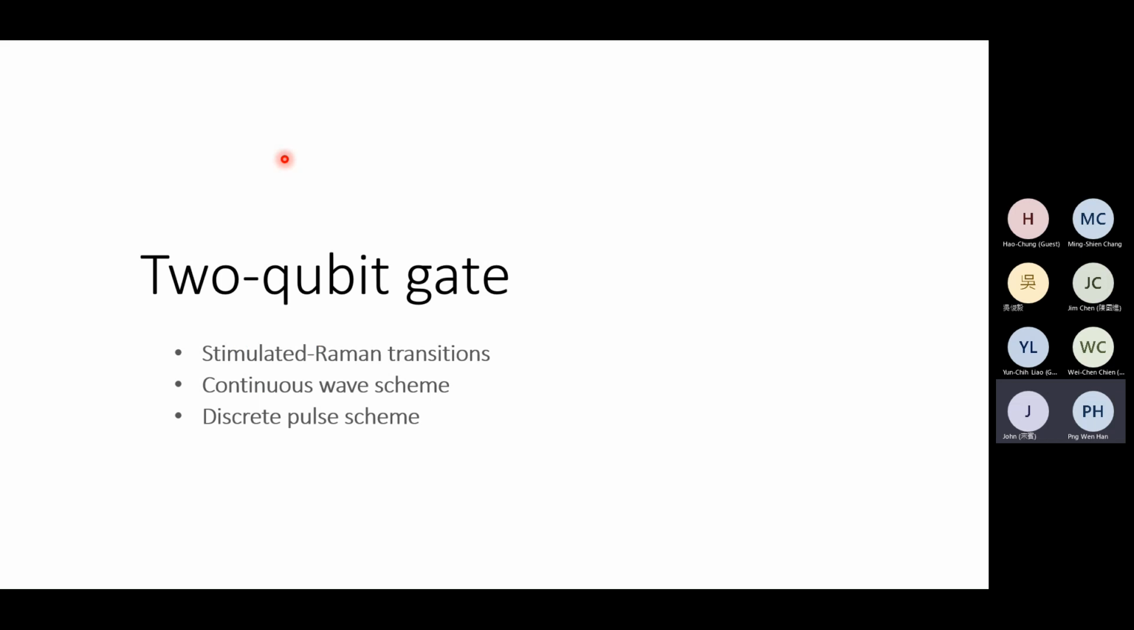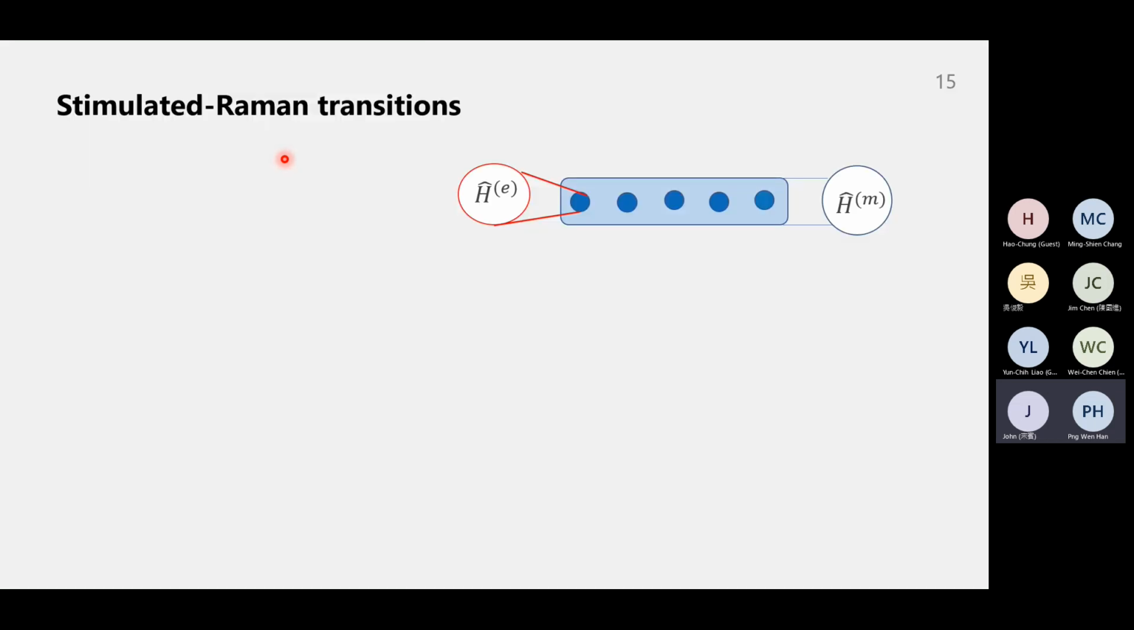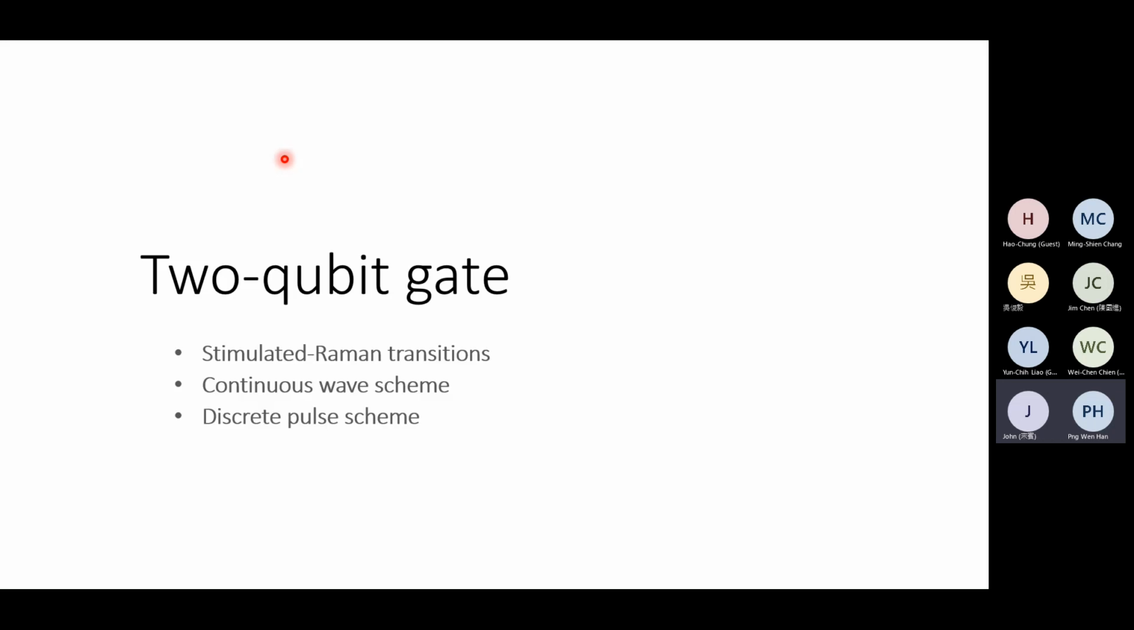So now let's talk about two qubit gates. Before I get into these sections, I will first introduce what the stimulated Raman transitions are, which lays the foundation for the continuous wave scheme, and then I will briefly introduce the discrete pulse scheme.